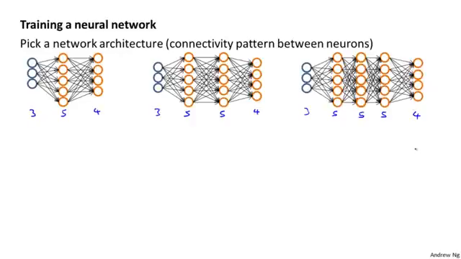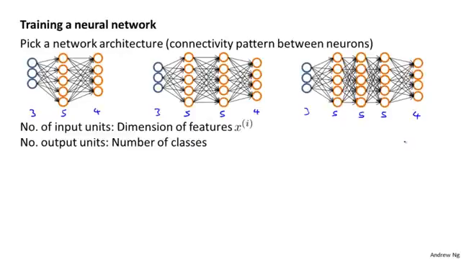So how do you make these choices? Well, first, the number of input units, well, that's pretty well defined. Once you've decided on a fixed set of features x, the number of input units will just be the dimension of your features x(i), determined by that. And if you're doing multi-class classification, the number of output units will be determined by the number of classes in your classification problem.